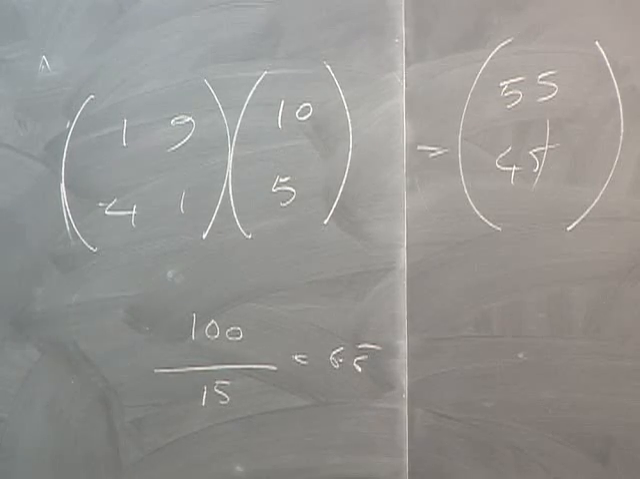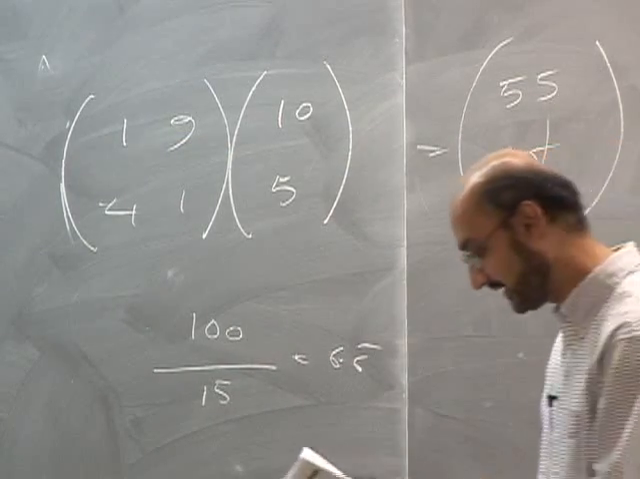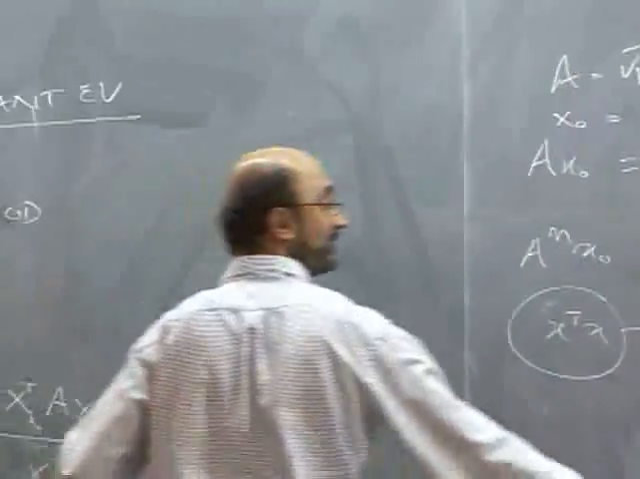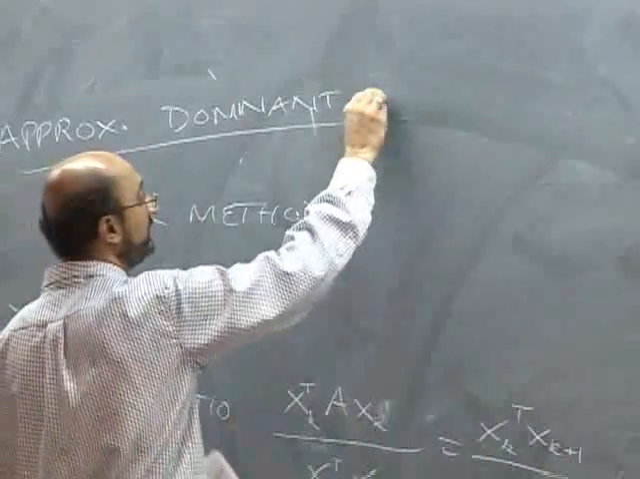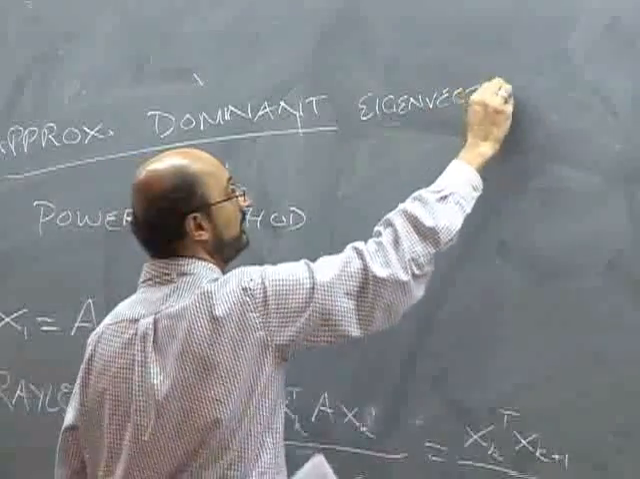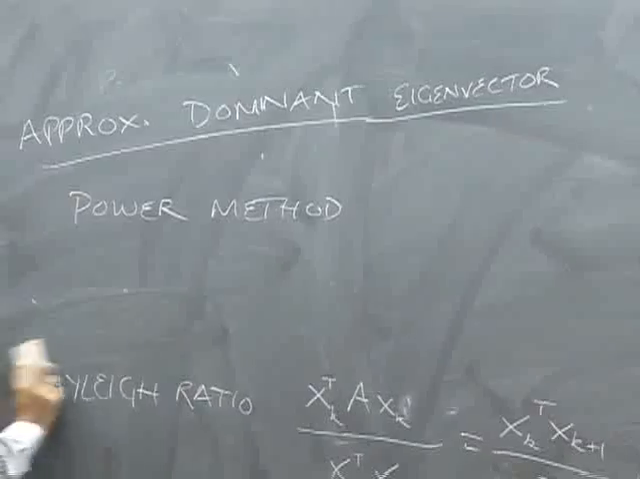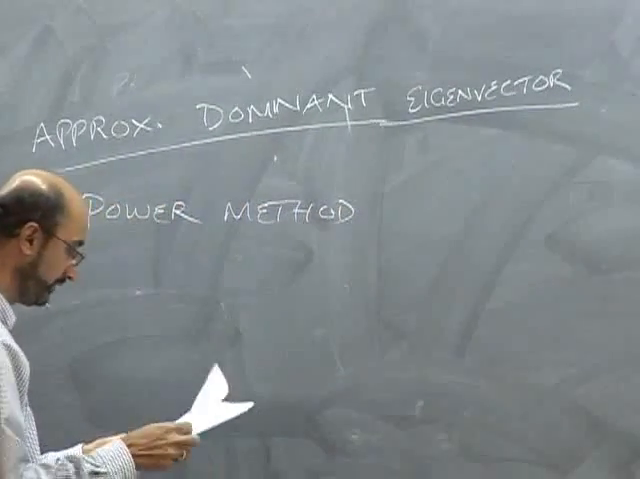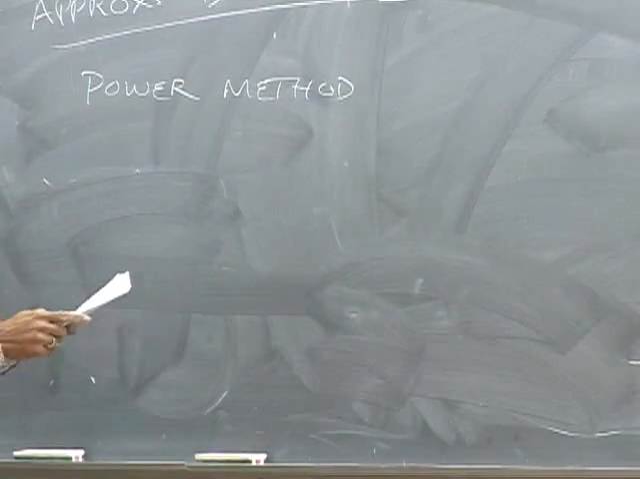Okay, this gives you the dominant eigenvalue. How about the dominant eigenvector? It turns out that we can compute the dominant eigenvector as well. To compute the approximately dominant eigenvector, we need another fact, and that fact is that, again, we use the power method. What we do is that we have to renormalize the eigenvector.